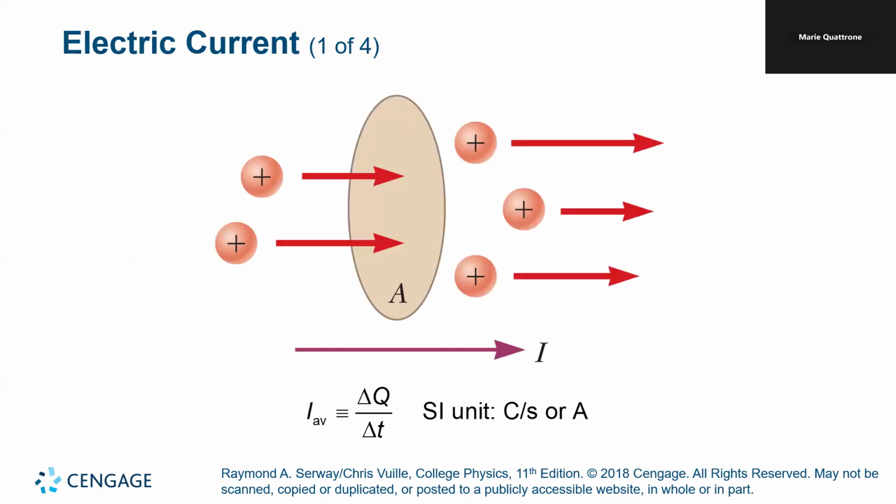Current is a directed flow of charge through a cross-section. Here we see a picture of a disk, and this could be a wire, any material. Current is simply counting how many charges will travel through that cross section. So imagine it being a slice of a piece of material per unit time. The units that we use to measure current is coulombs per second or amps. 1 amp is defined as 1 coulomb per second.